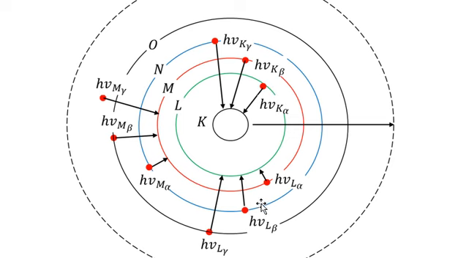And for the L series, the X-ray quanta will be hν_Lα, hν_Lβ, hν_Lγ. And for the M series, the X-ray photon, the X-ray quanta will consist of hν_Mα, hν_Mβ, hν_Mγ, and so on. So you see that in this way, a series of K series, L series, and M series can be generated from the X-ray spectra.